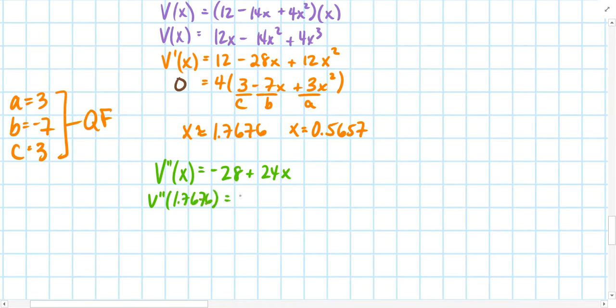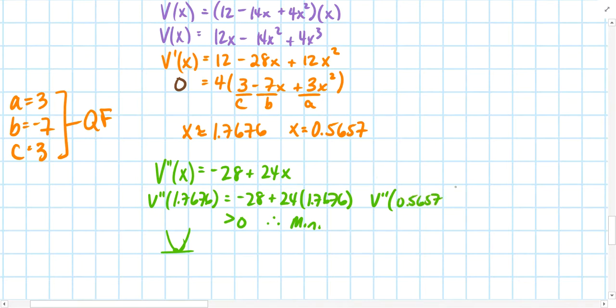And if we evaluate v double prime at 1.7676, I don't have to do all of the math here. I'm pretty well convinced that 24 times 1.7676 is going to be a number bigger than 28. And so when we have -28 plus a number larger than 28, I know that my result is going to end up being greater than 0. And therefore, a positive second derivative when the first derivative is 0 indicates a minimum. So that's no good.